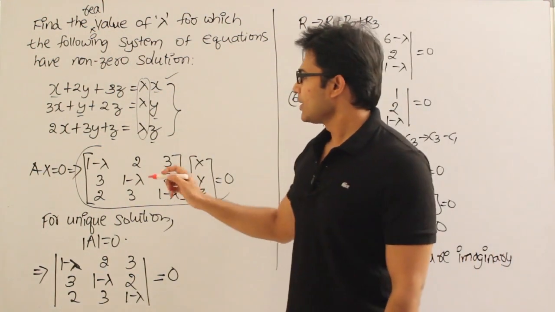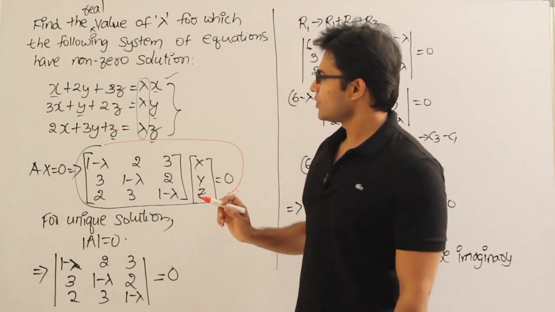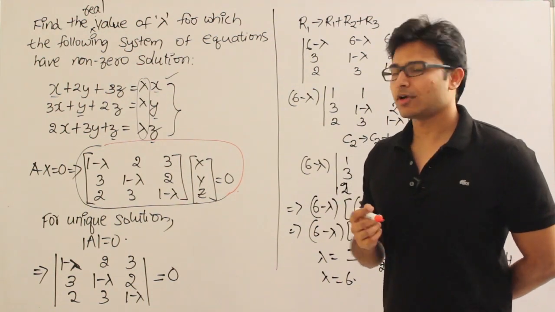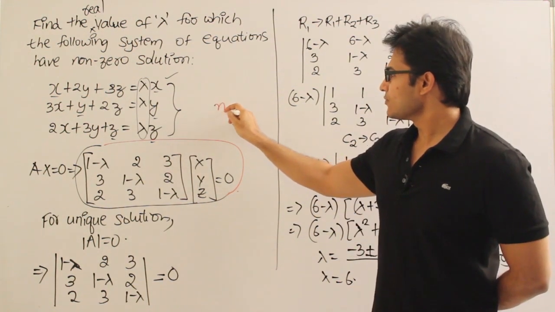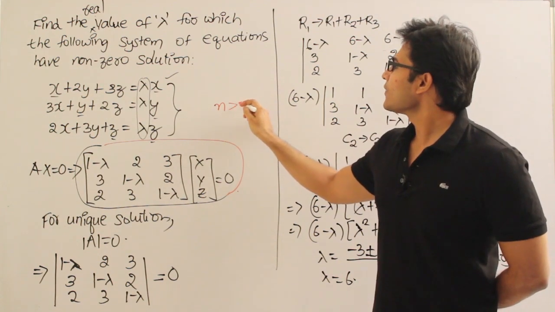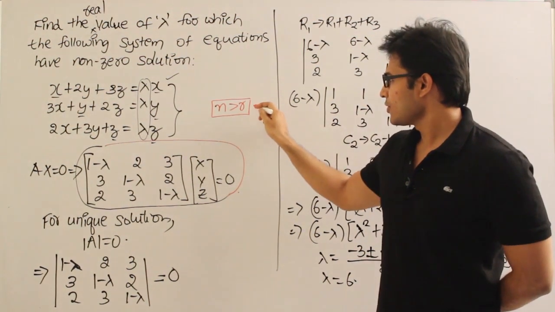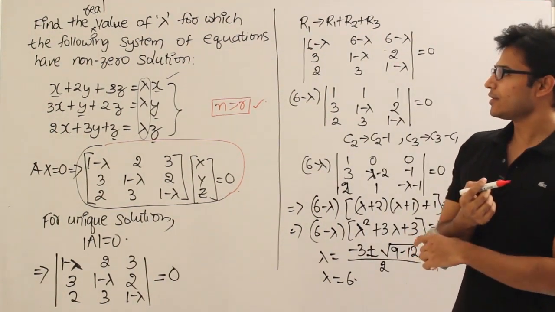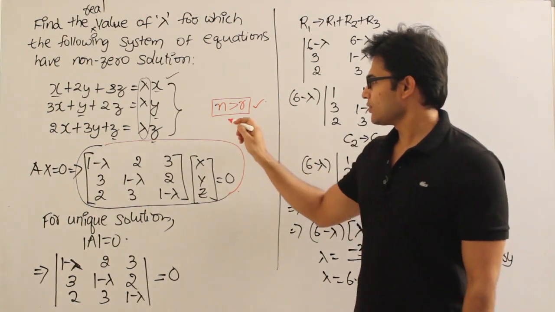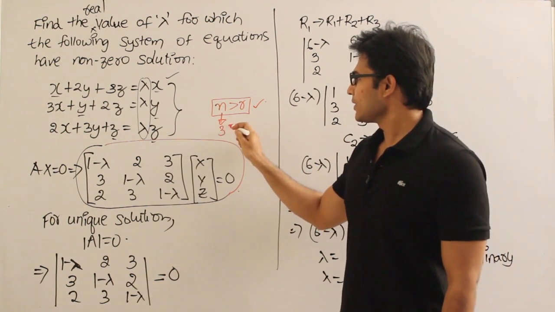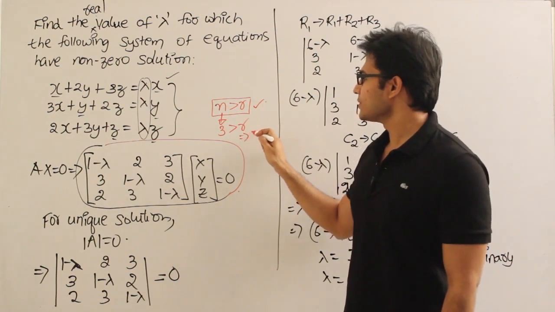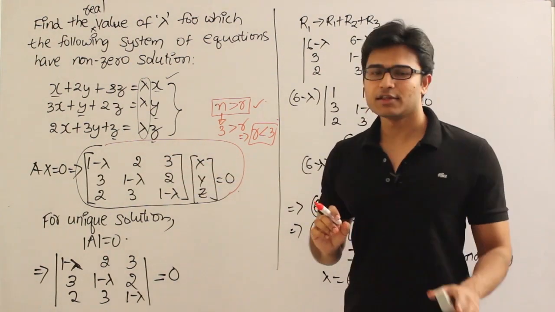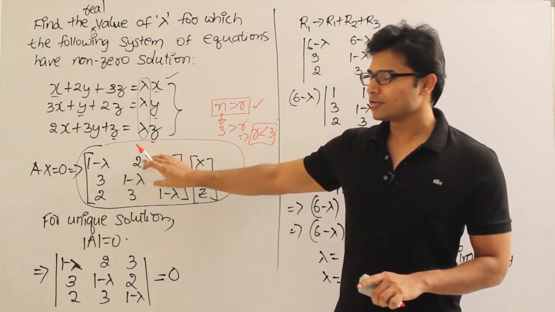Now they are asking for what values of lambda we are going to have a non-zero solution. So what is the case for a non-zero solution? If n is greater than r, then we are going to have non-zero solutions. So what does it mean? If you have three unknowns, here n is 3, then 3 has to be greater than r. Rank has to be less than 3. If the rank of this matrix A is less than 3, then only we are going to get a non-zero solution.